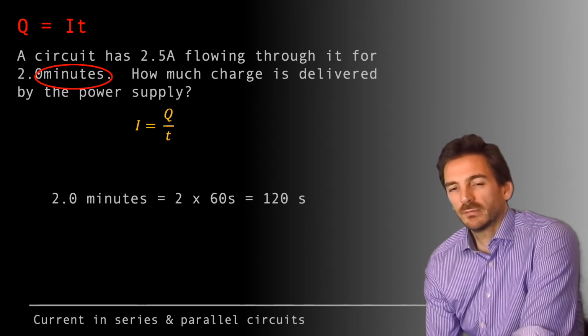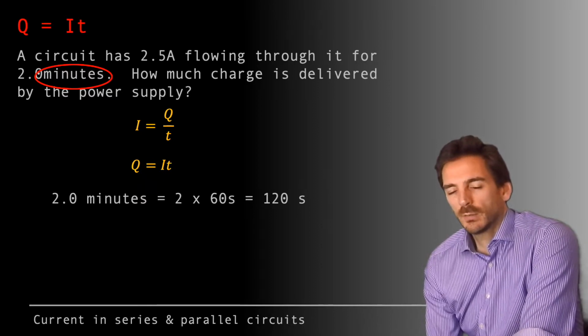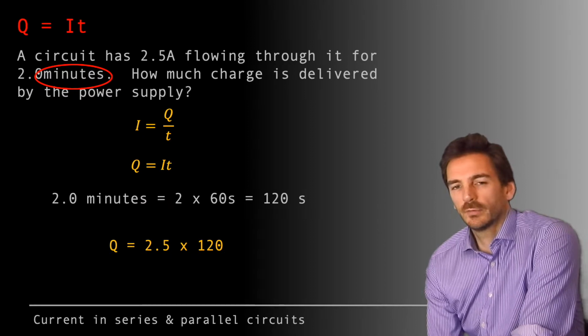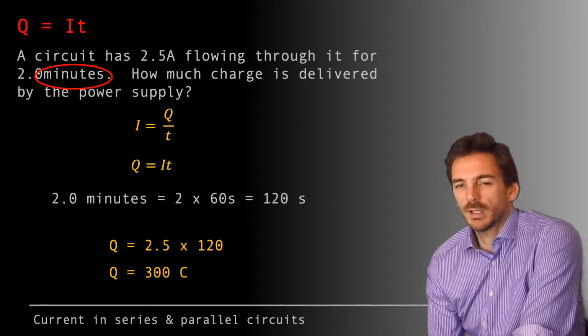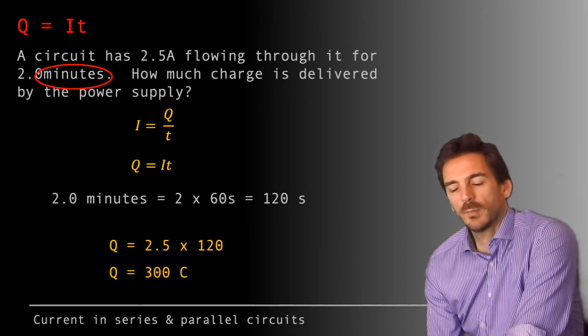But we need to rearrange it, so get good at rearranging equations. We're asked to calculate the charge, so it's Q equals IT. Now we can substitute in 2.5 times 120, so we get 300 coulombs of charge flowing through the power supply.